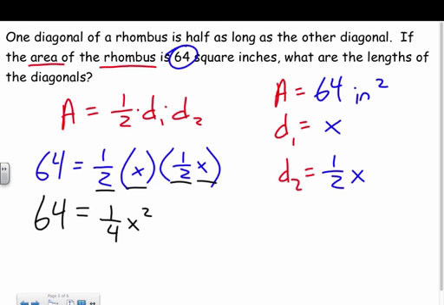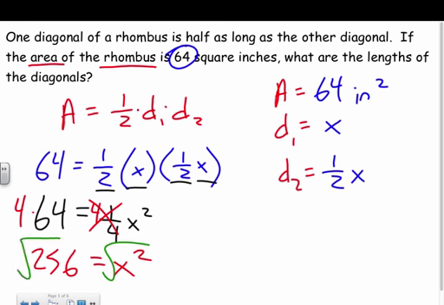Well, we want to get our x squared by itself. So to get rid of that 1/4, we multiply by the reciprocal, which is 4 over 1, or times 4. Whatever I do to one side, I've got to do to the other side. So that would cancel, and 4 times 64 gives us 256 equals x squared. And then to solve for x, we take the square root. So the square root of 256, and x would equal, what is that? It's one of our perfect squares, right? I believe that is 16.